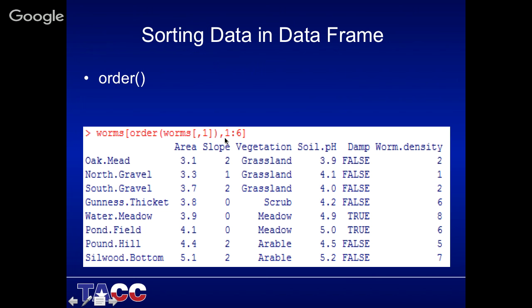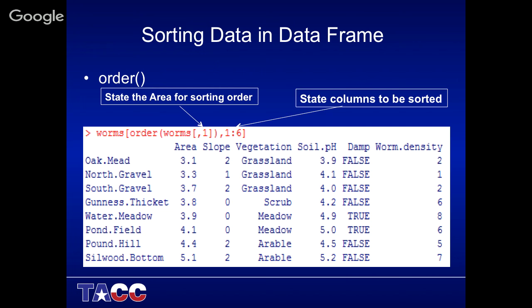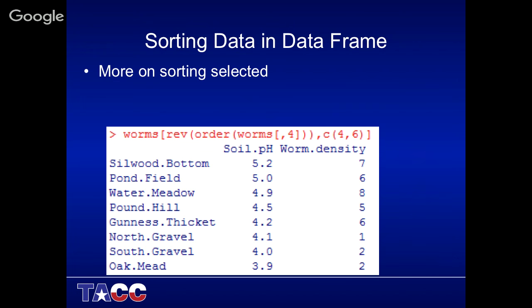And the second index is slicing through, you're just getting columns 1 through 6. I think there were 7 columns in this data set. So you're just interested in the first 6, and you want them sorted by area. So this is one way to do it.